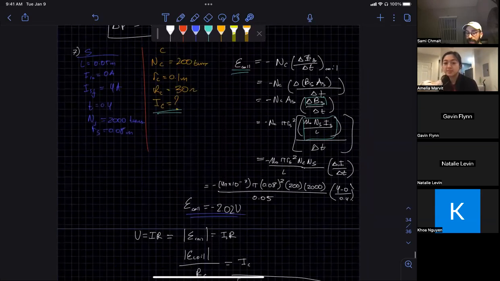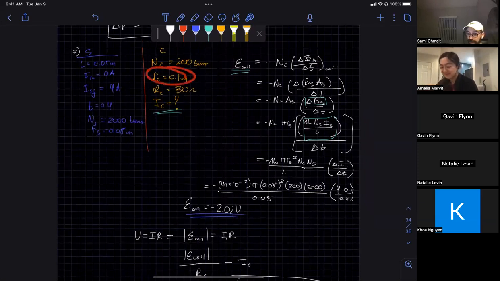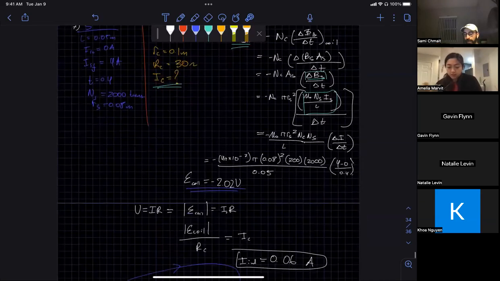Something that we realized is this RC here is kind of a red herring, right? It tips you off, like maybe I need to use it, but you actually don't need to use it, just to trick you.